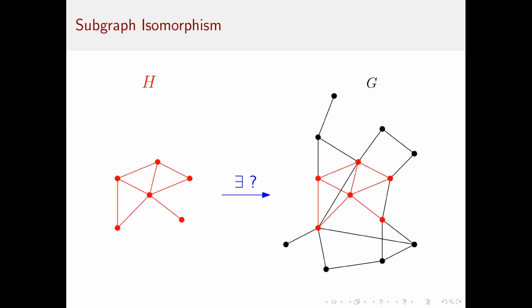Okay, so a quick recap on the subgraph isomorphism problem. In this problem, you're given a pattern graph H, which is usually quite small, and a host graph G, which is usually quite large, and you want to check if you can find a subgraph of G which is isomorphic to your pattern graph H.